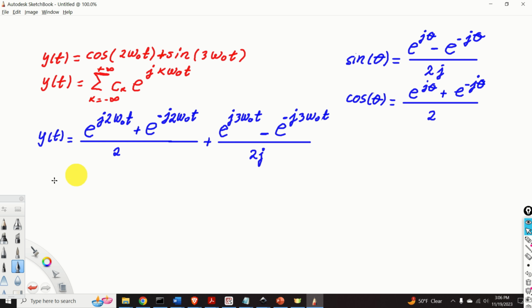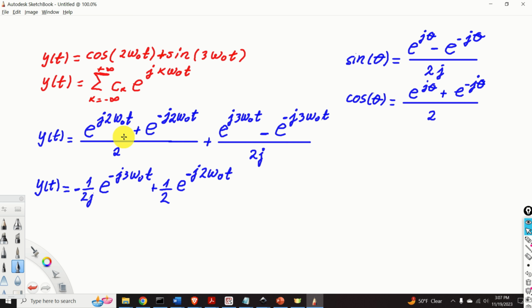This is because we directly have these terms of the Fourier expansion over here, and we can write y of t like this. First we will take this term over here, and we have minus 1 over 2j e to the power minus j 3 omega 0 t. Perfect. Then we need to take this term over here, plus 1 over 2 e to the power minus j 2 omega 0 t. Perfect.